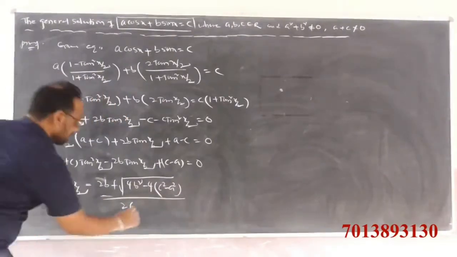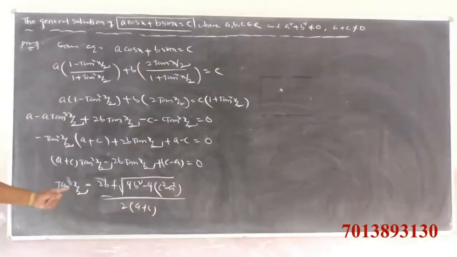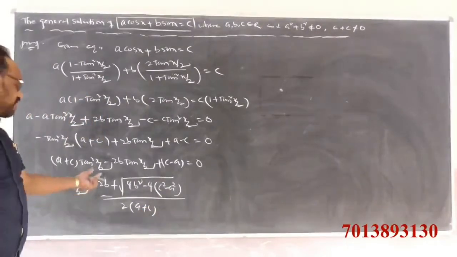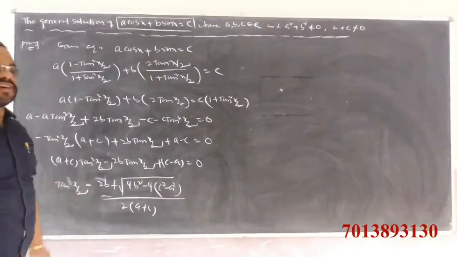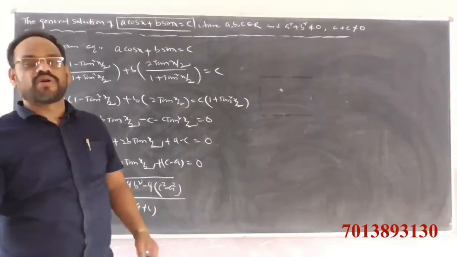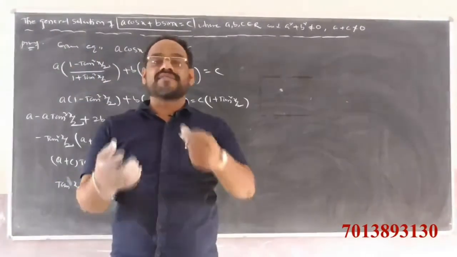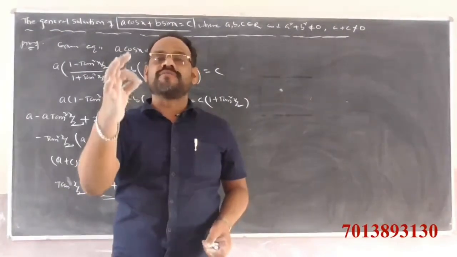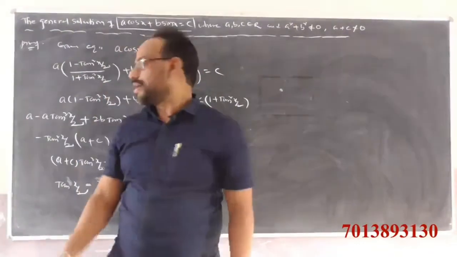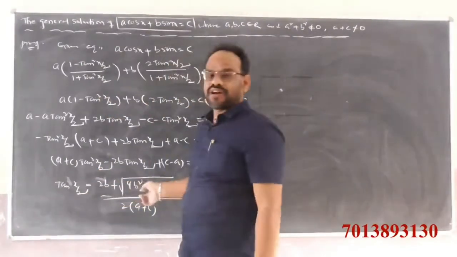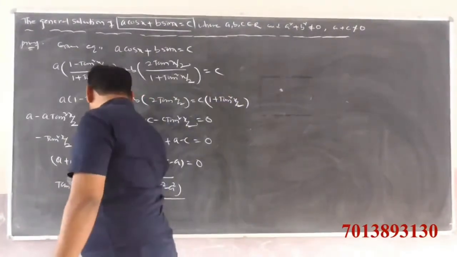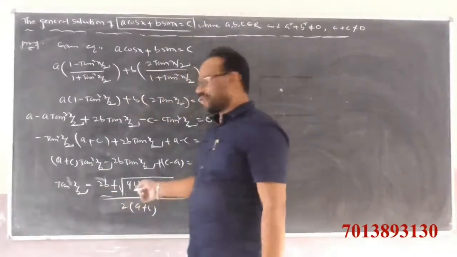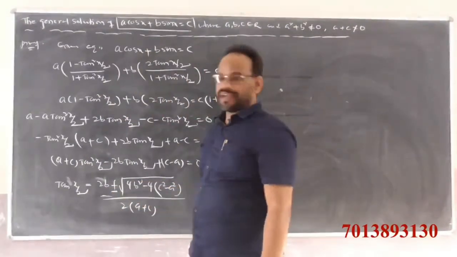2 times of a is clearly a plus. So tan x by 2 equals... we want the solution. How to find the solution of ax square plus bx plus c equals 0 by using the quadratic formula? It is nothing but minus b plus or minus square root of b square minus 4ac by 2a.